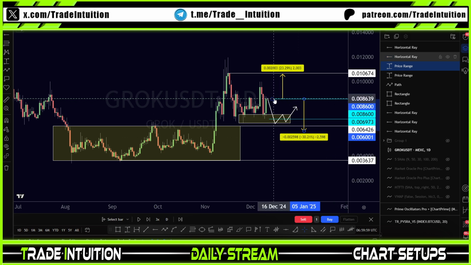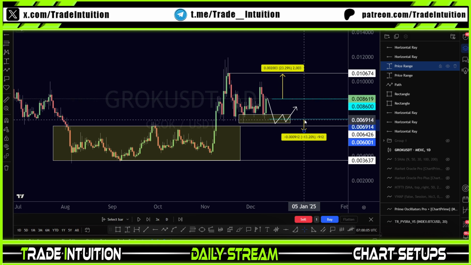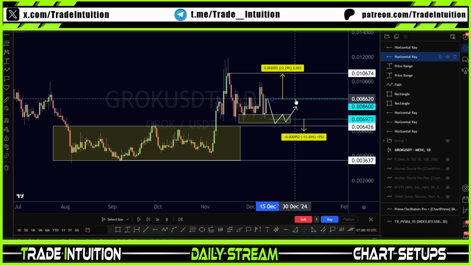So this one, because it's so far away, I have to wait because I don't want to have a stop loss of 30%. I would rather have a stop loss of about 13%. So I'm going to scratch this thought process.